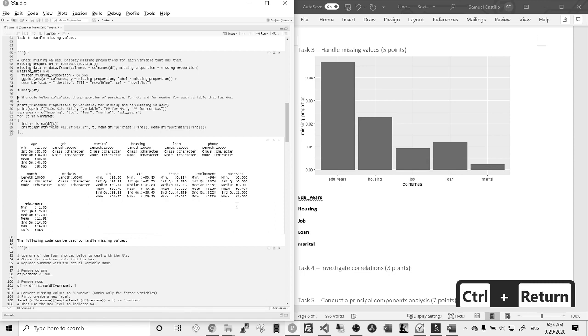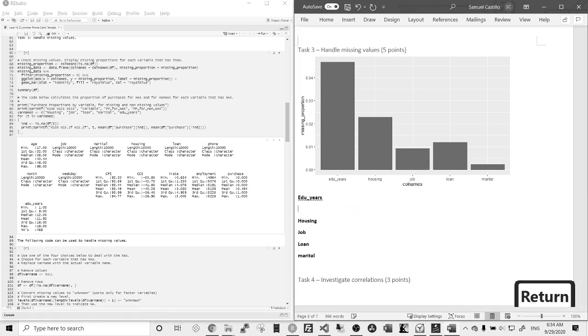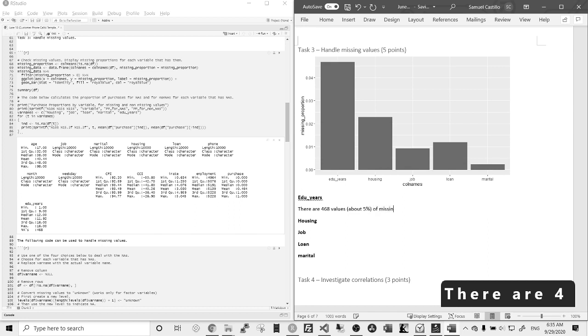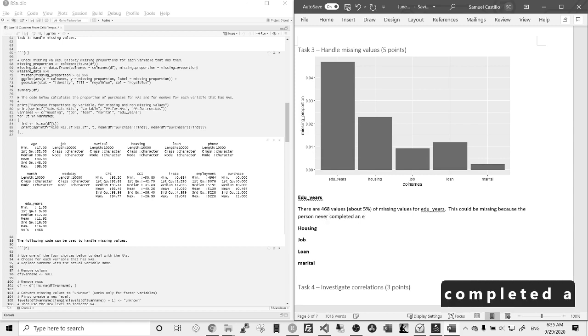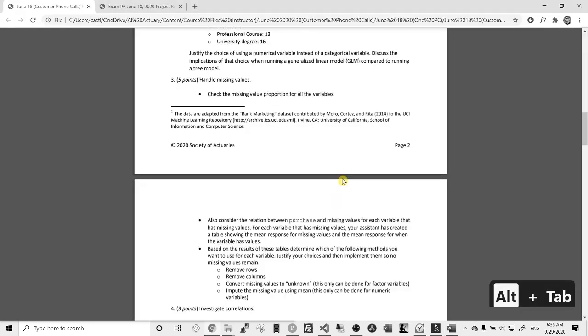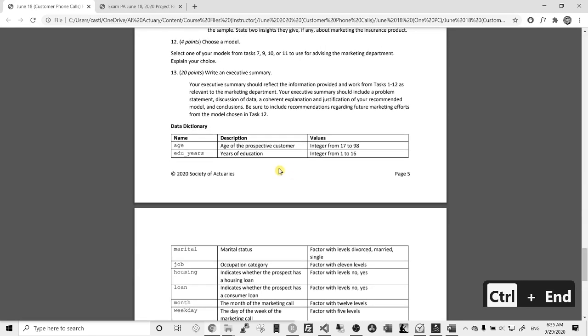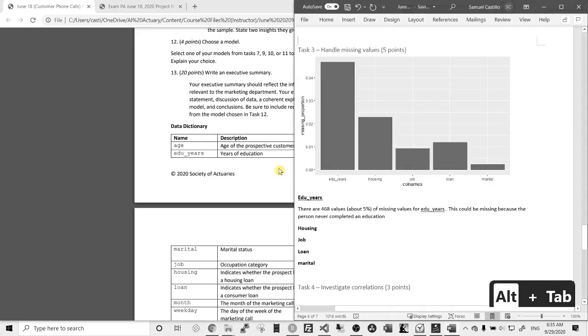So there are 468 values that are missing for EDU years, which is about 5% of missing values. This could be missing because the person never completed an education, because if you look at the data dictionary, EDU years is years of education from 1 to 16, so it's technically possible that someone would have no years of education. It's more likely that this is an error, though.